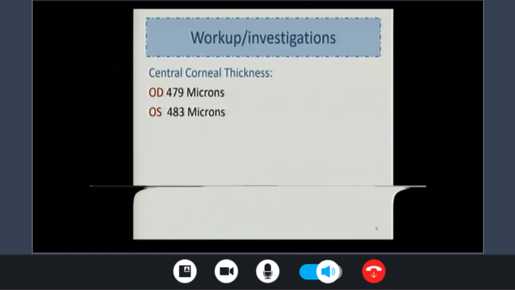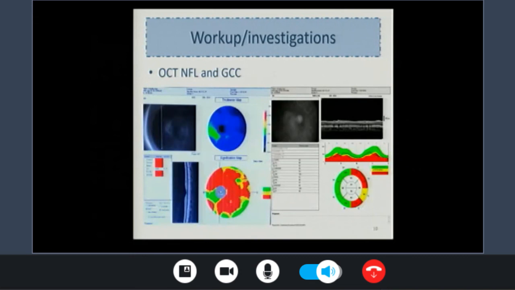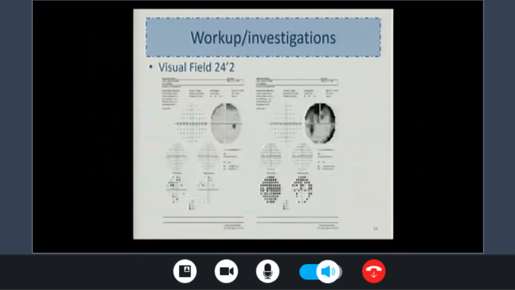We did central corneal thickness, which was 479 microns in the right eye, 483 microns in the left eye, due to the refractive surgery. We did OCT, NFA and ganglion cell count in both eyes. It was normal in the right eye, and this is the left eye. We can see that there is thinning of the nerve fiber layer superiorly and inferiorly, and there is loss of the ganglion cells. We also did visual field 24-2, but it was unreliable even when we repeated it.